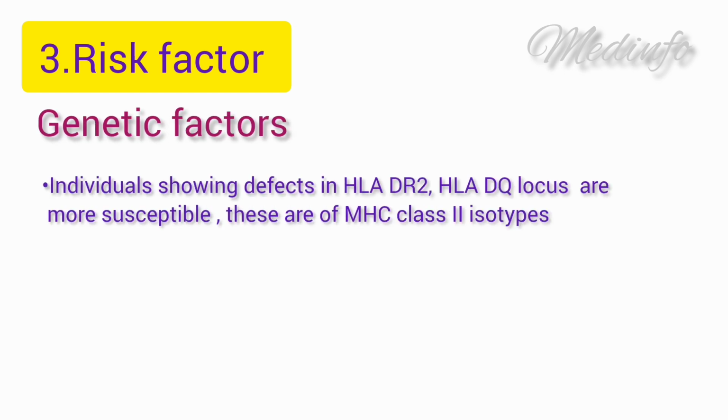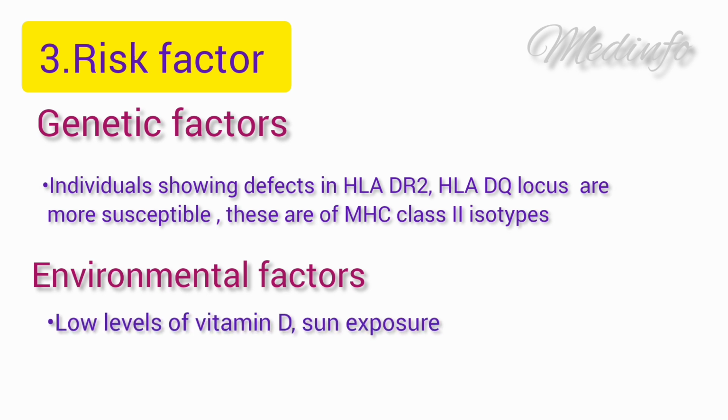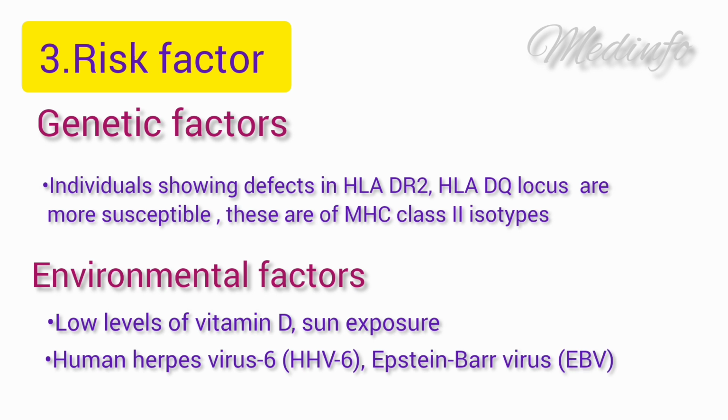First one, genetical factors. Individuals showing defects in the HLA-DR2 and HLA-DQ locus are more susceptible. These are of MHC class II isotypes. Environmental factors are low level of vitamin D and sun exposure. The people who live closer to the equator have less chance of getting multiple sclerosis than the people who are away from the equator. Other factors are Herpes virus and Epstein-Barr virus.